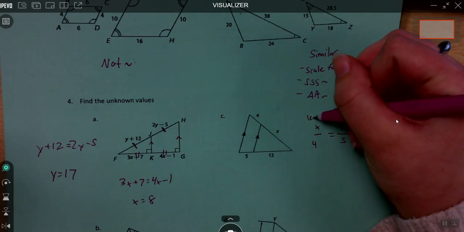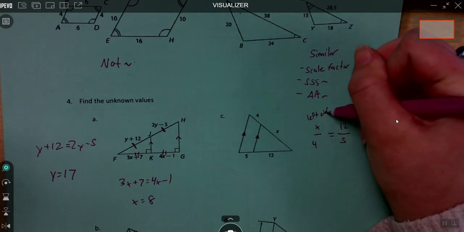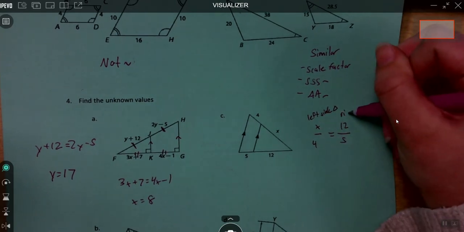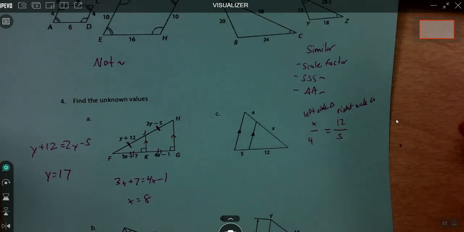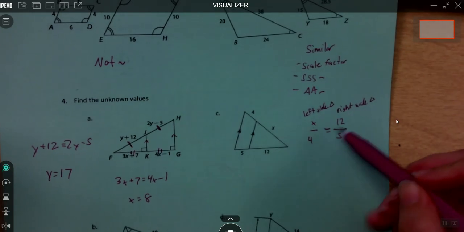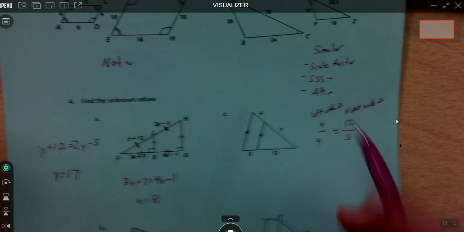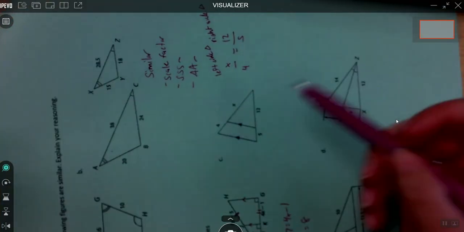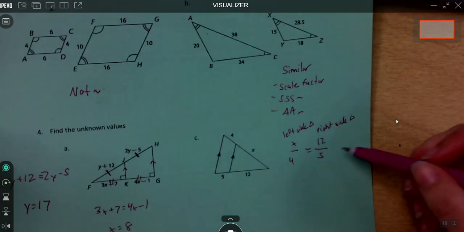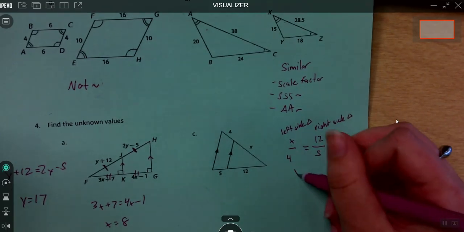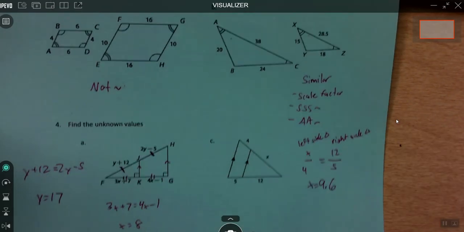So this is the left side of the triangle. This is the right side. And then x and 12 are on the same level, if we're looking at it like that. Same level. 4 and 5 are on the same level. So that should have been our proportion, and x should have been 9.6.